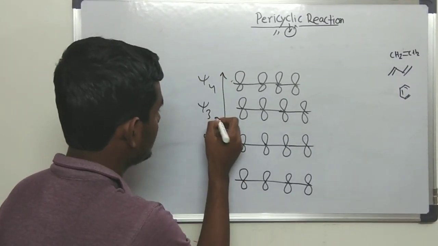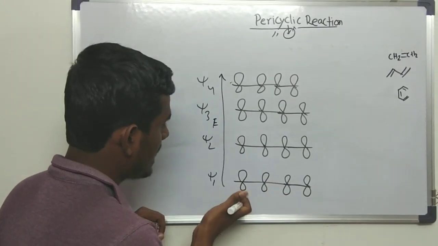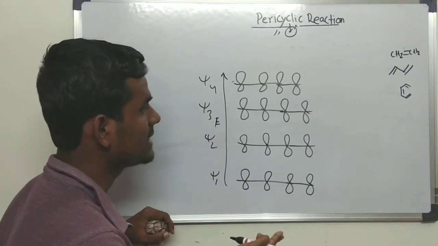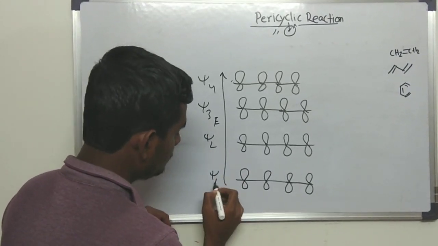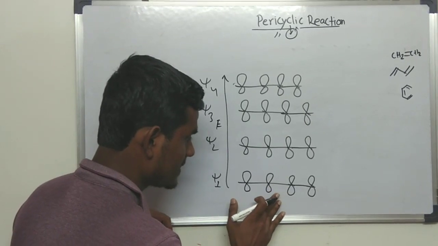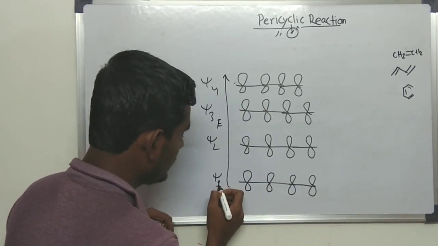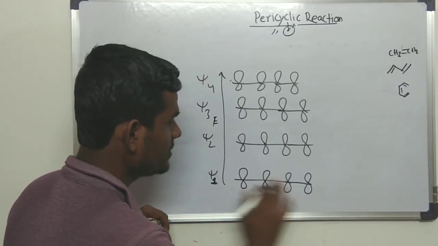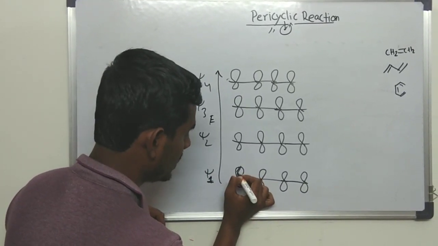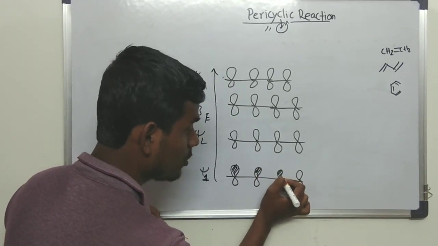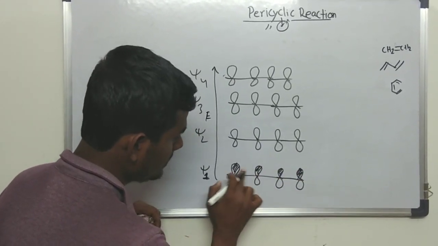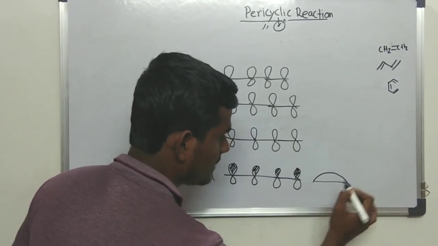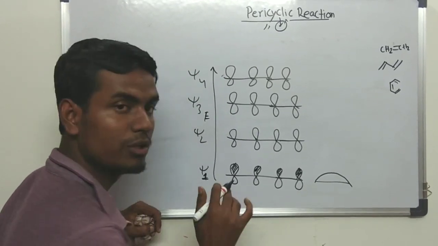So this is my energy axis, and as you go higher in energy, the number of nodal planes increases, so the system's energy also increases. How many nodal planes are there? If it is Chi1, that is the ground state, there is no nodal plane, all is bonding. There is the same phase, so it can be represented as one wave like this. So it is my psi1 with no nodal plane.